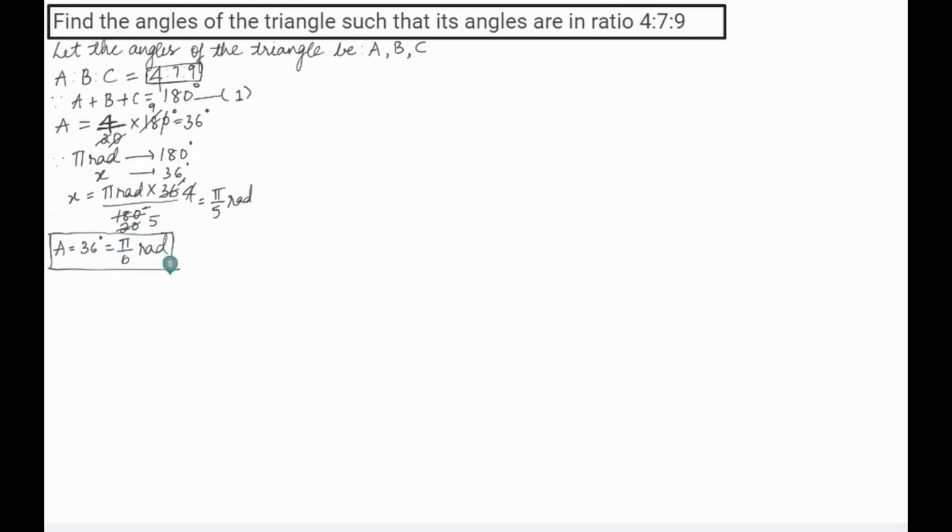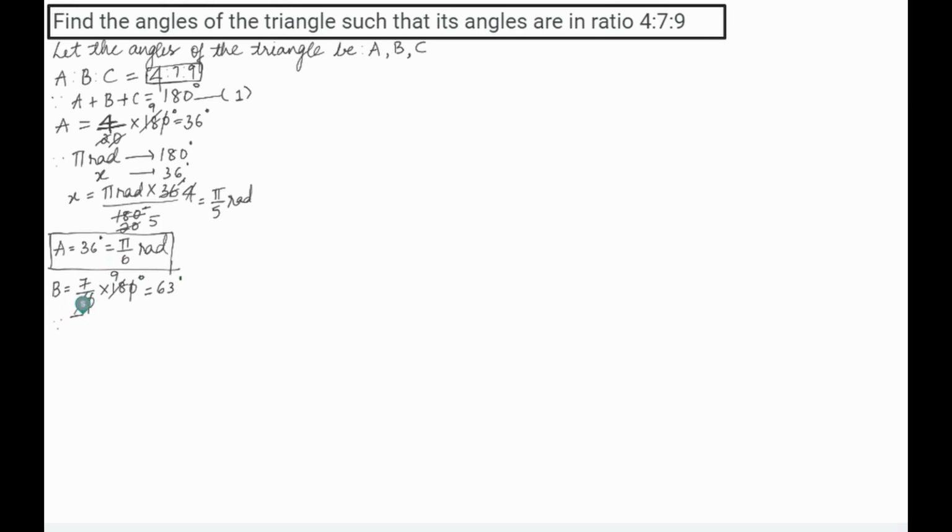So our next angle is B. B is 7 parts of 20 times 180 degrees. So 0 and 0 cancel out each other. 2 into 9 is 18. 7 into 9 is 63. So therefore B is 63 degrees.